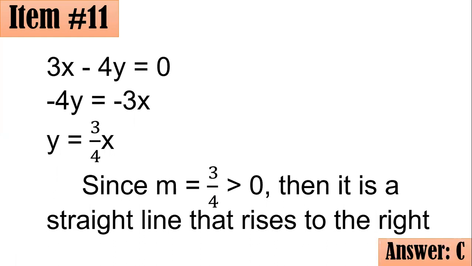Note that if the slope is negative, it's falling to the right. If it's 0, it's horizontal. And if it is undefined, then it is vertical. Okay? So let's have item number 12.